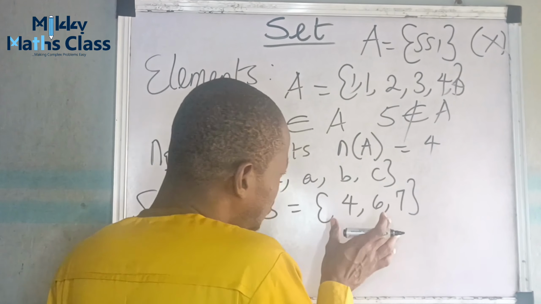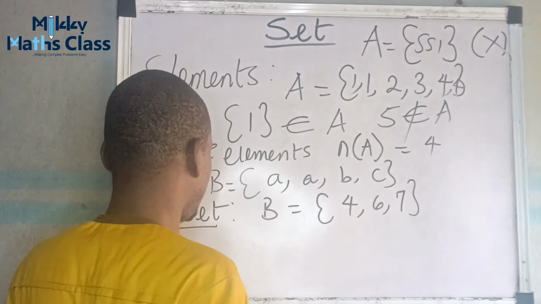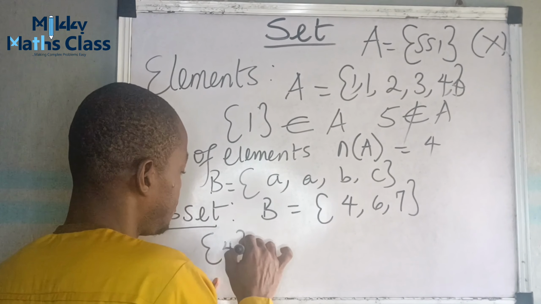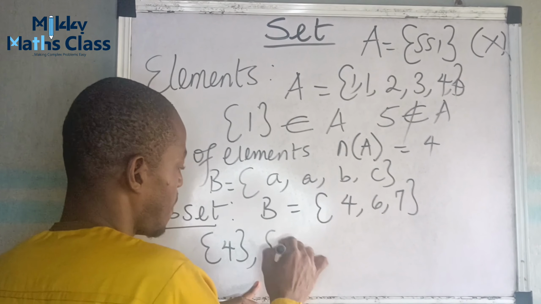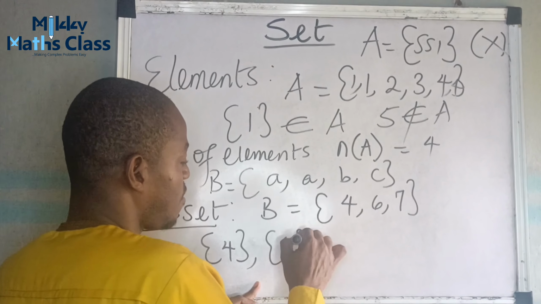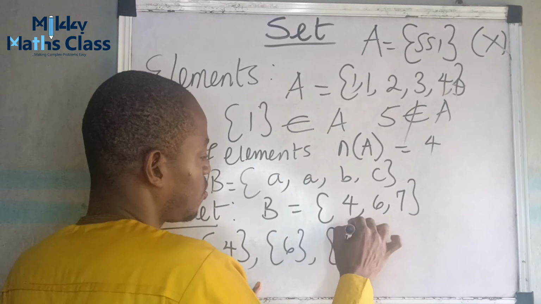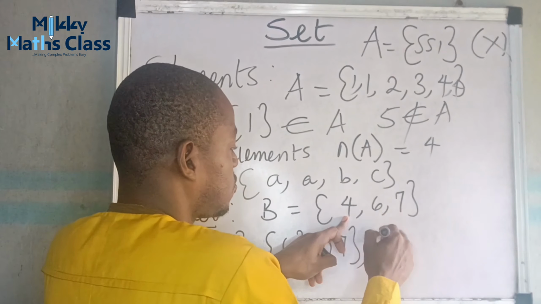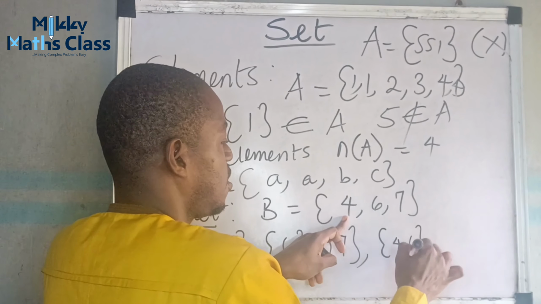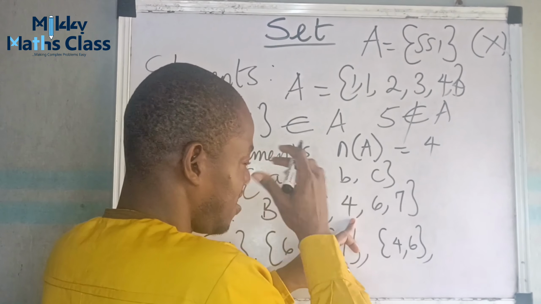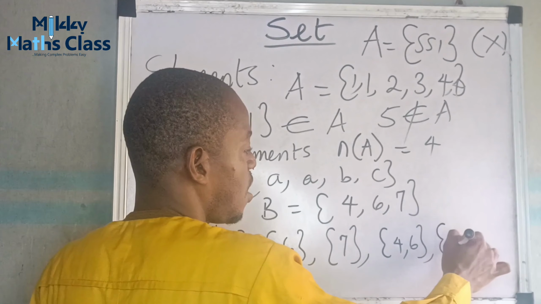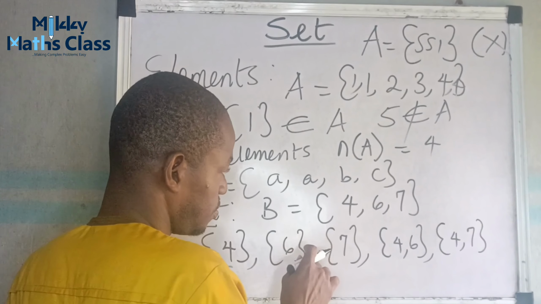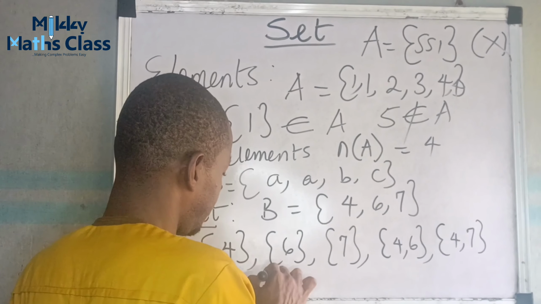So, the number of subsets in a set. Let's work it out. I can bring out 4 here. I can bring out 6. I can bring out 7. Now, let's combine. I can bring out 4 and 6 as a subset. I can bring out 4 and 7. And I can bring out 6 and 7.